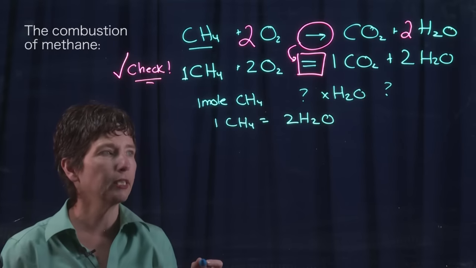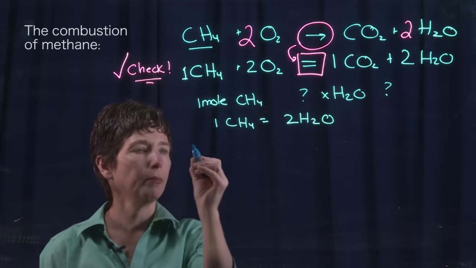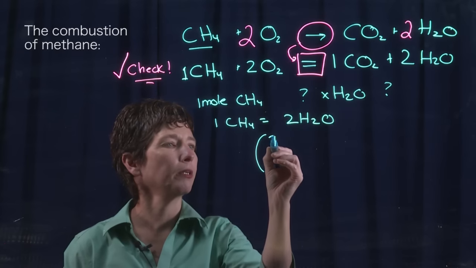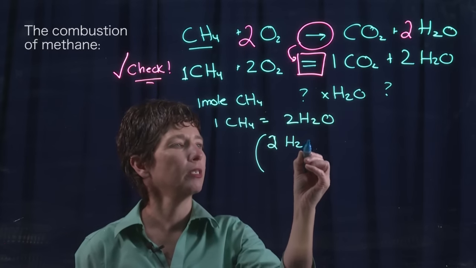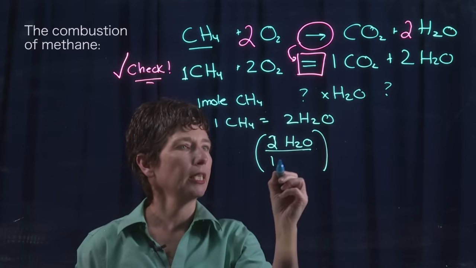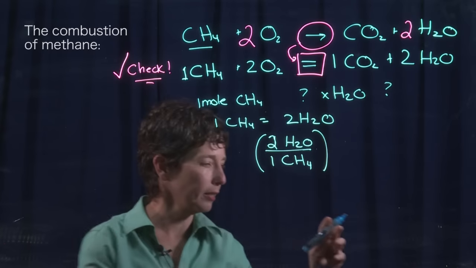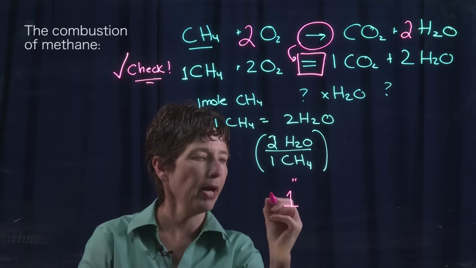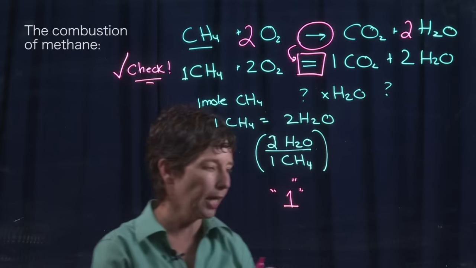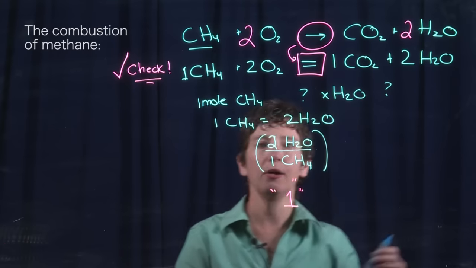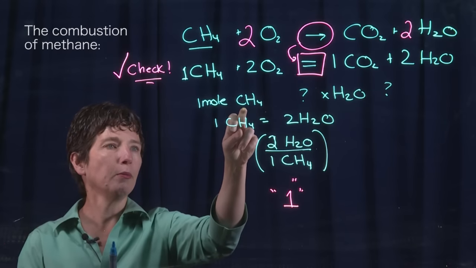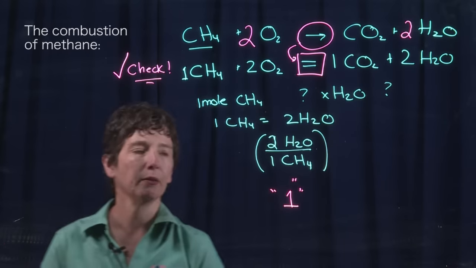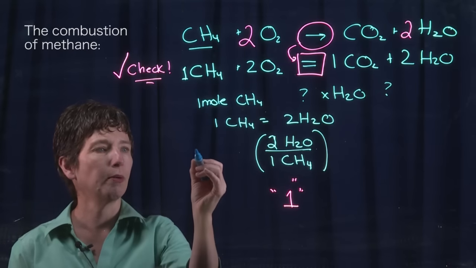Just as I did in the previous video, I can set up a magic 1 in which, let's say, I'll do it this way, 2 waters is equal to 1 methane. This represents, again, that magic 1 that we were working on in the last video. Now, if I have 1 mole of methane, how many waters can I make? I can treat this mathematically, just like we did in the problems before.